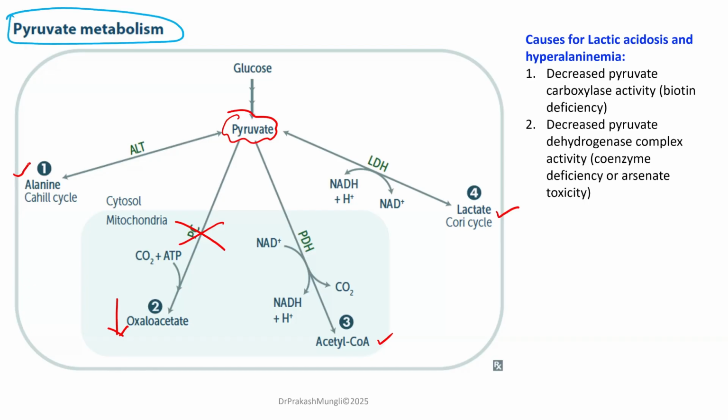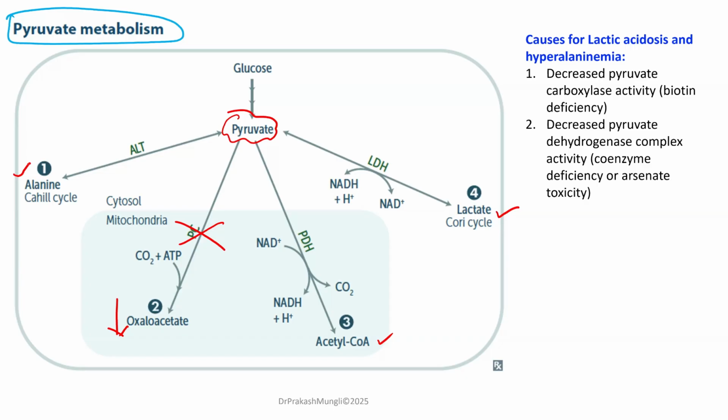My question is, because now pyruvate has 3 options to go, acetyl-CoA, lactate, alanine, out of these 3, which will build up in an abnormal way? Which are the molecules that will build up in an abnormal way and appear in the blood? It is alanine and lactate that will appear, but not acetyl-CoA. I want you to know why.